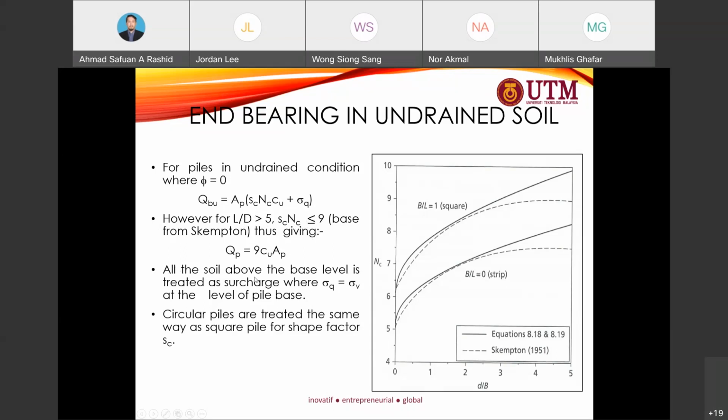All the soil above the base level is treated as a surcharge, where gamma Q equals gamma V at the level of the pile base. A circular pile is treated the same way as a square pile for the shape factor. So SC is similar to the square shape, for the circular and also for the square.